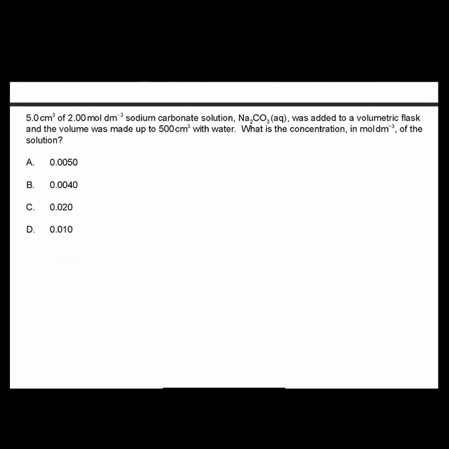Moving on, we have 5 centimeter cube of 2 mole per dm cube sodium carbonate solution, which is added to a volumetric flask. Volume is made up to 500 centimeter cube of water. What is the concentration? So let's just find how many moles of sodium carbonate were initially present, and then we just divide by the volume of 500 centimeter cube or 0.5 dm cube to get the final concentration. So moles of Na2CO3 added will be concentration times volume. Concentration is 2, volume is 5 divided by 1000.